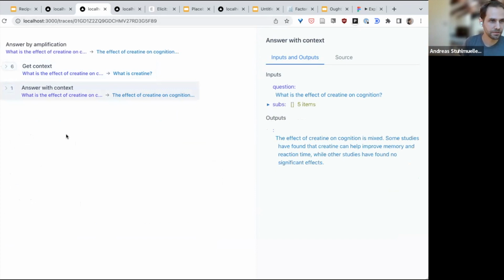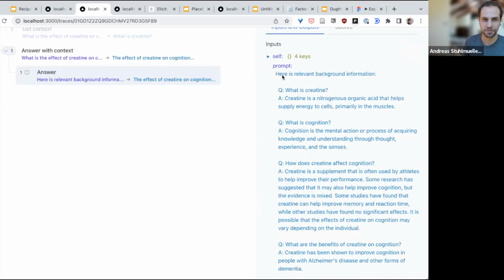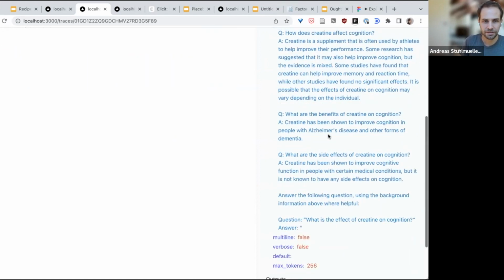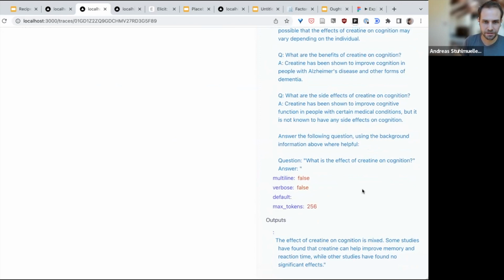And so we can also look at how the model generated the final answer. Here you can see there's a fairly long prompt where the prompt says, here's relevant background information, question, what is creatine, answer, creatine is, etc. And then the prompt said, answer the following question using the background information where helpful, and then the model generated an answer. Effect of creatine on cognition is mixed.